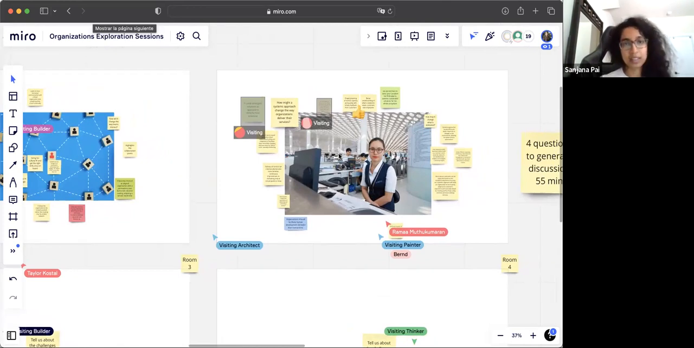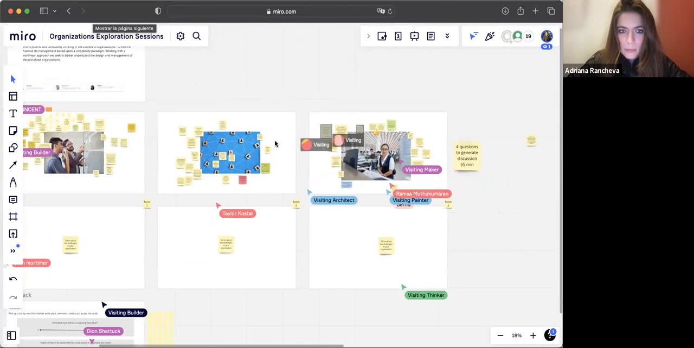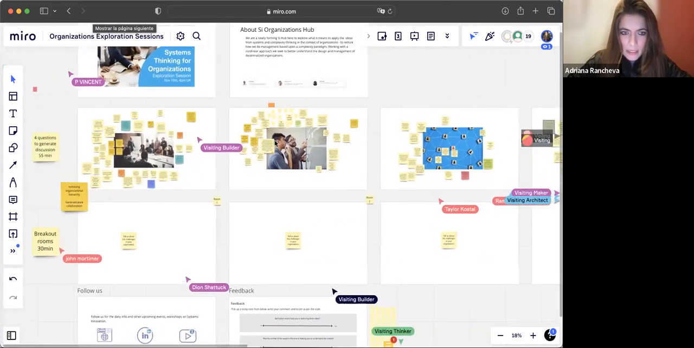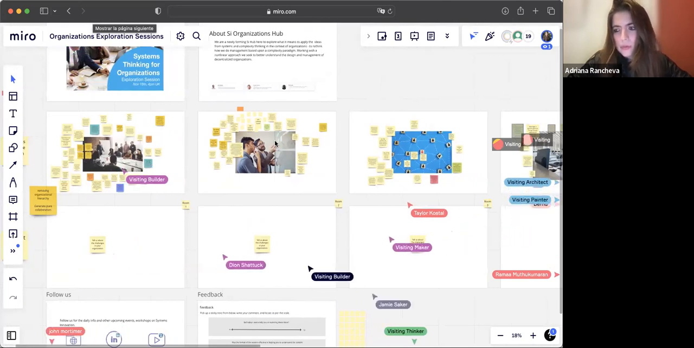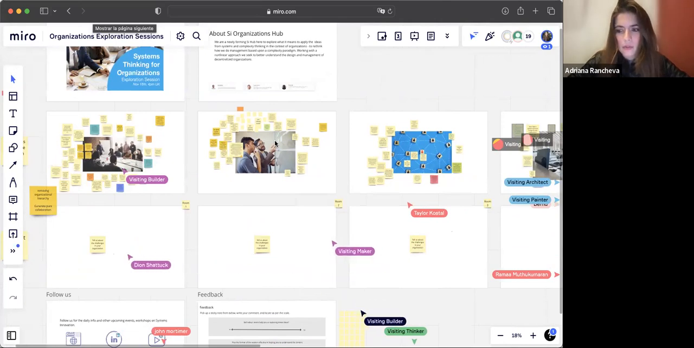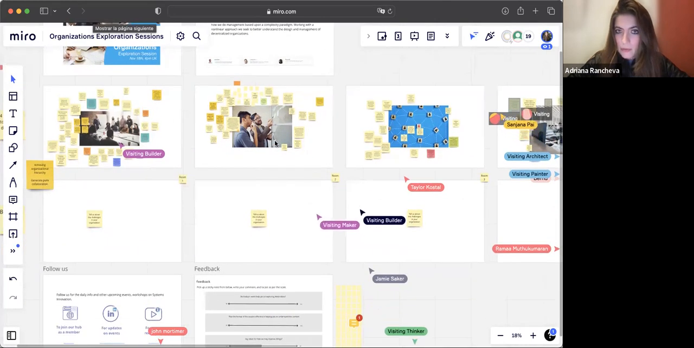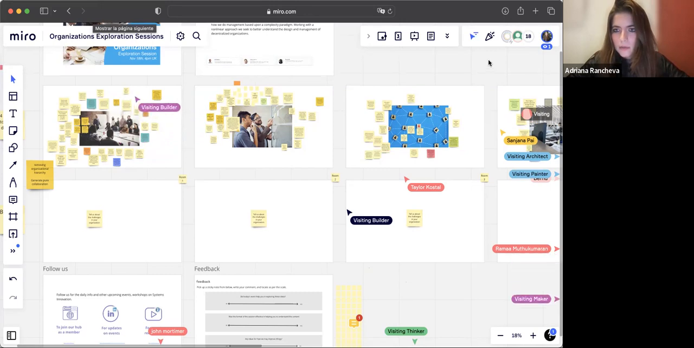Adriana, if you want to take us to the next phase. Yeah, so now we are going to divide into four breakout rooms where we would ask you to tell us about the challenge that you have in your organization. And then maybe we can do it in 15 minutes. So you can discuss with your peers about a challenge that you have in your organization. And then we will come back and you will be able to post about what you've been discussing. And finally, we are going to wrap up. So let me just do the breakout rooms.